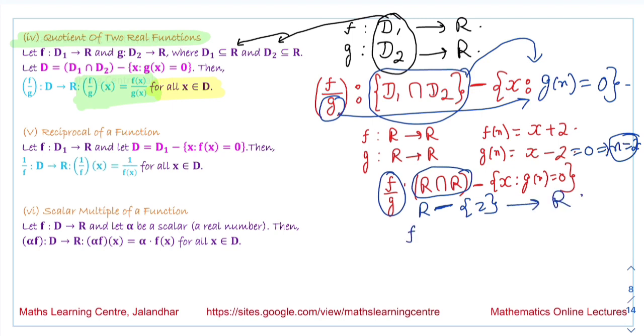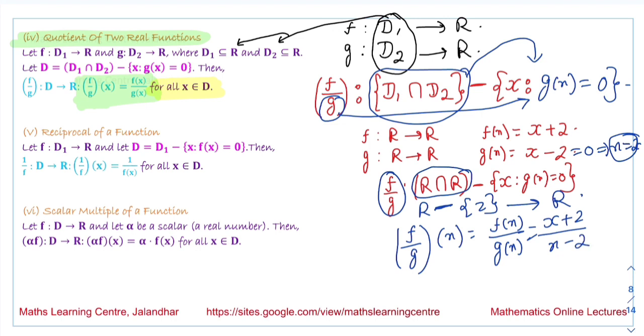So what we get is f by g of x is equal to fx over gx. What is fx? It is x plus 2. What is gx? It is x minus 2. So this f over g is defined from r minus 2 to r, and the value of f over g of x is equal to x plus 2 over x minus 2.